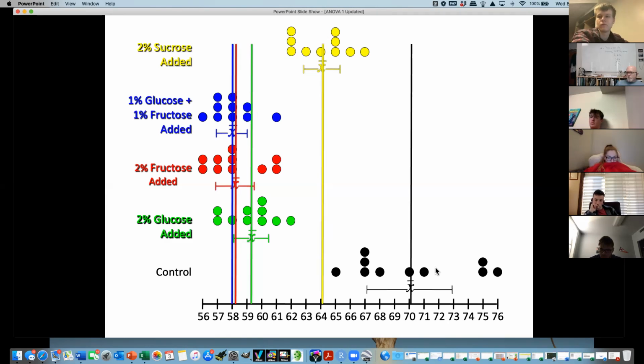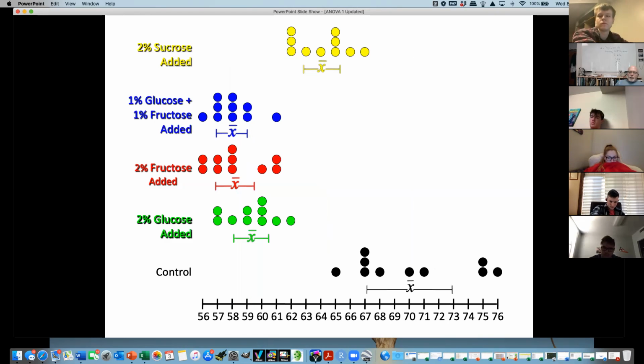So what an analysis of variance is going to do is it's going to evaluate all of these potential differences at the same time, simultaneously. And the way that it's going to do this is by looking at variances. So the null hypothesis is that all of these samples came from the same underlying statistical population.